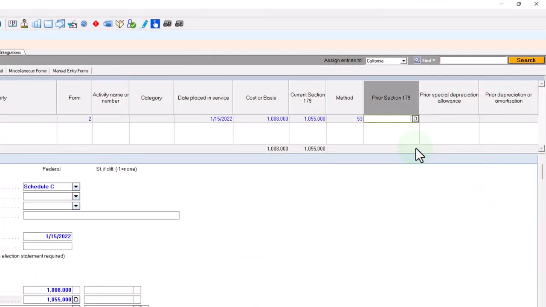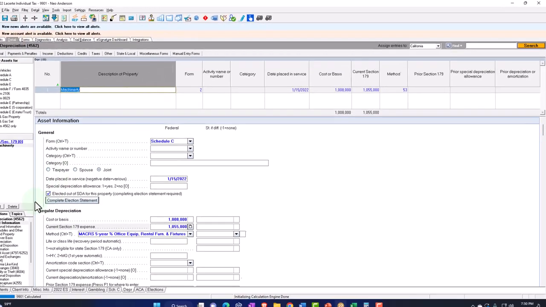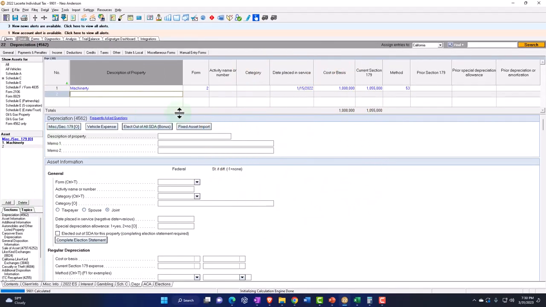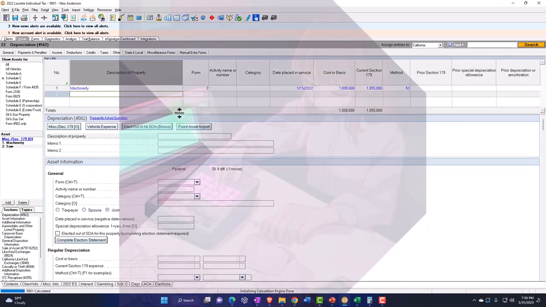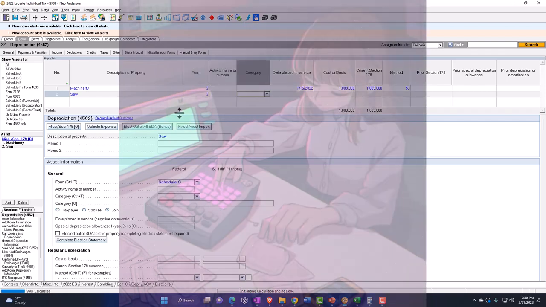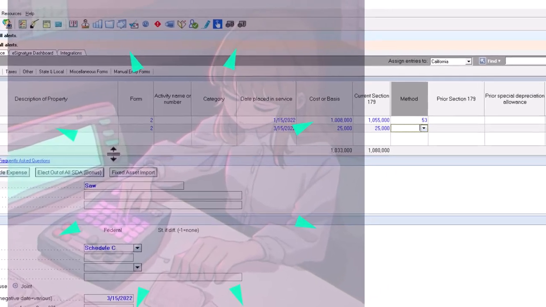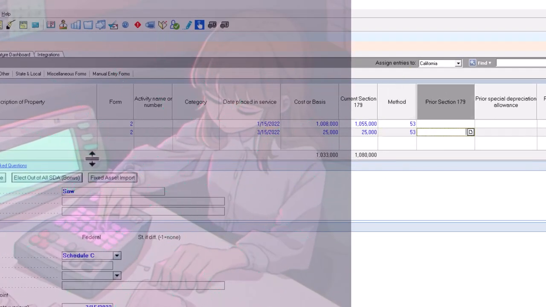And then the second piece, I'm going to say add a saw, let's say this was on 03/15/22, and that was for 25,000. So I'm going to deduct the whole 25,000 here. And let's say this was 5-year as well. And we're not going to deal with the special depreciation. So notice the total down here is 1,080,000.